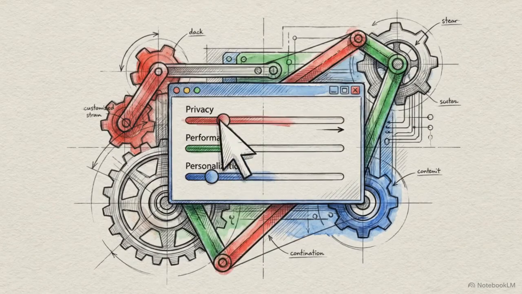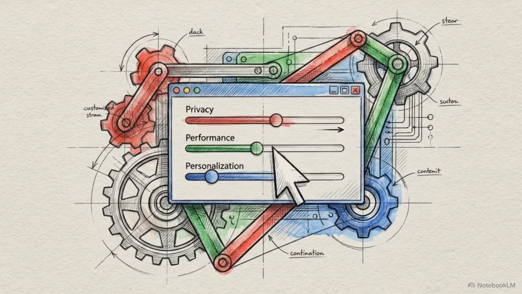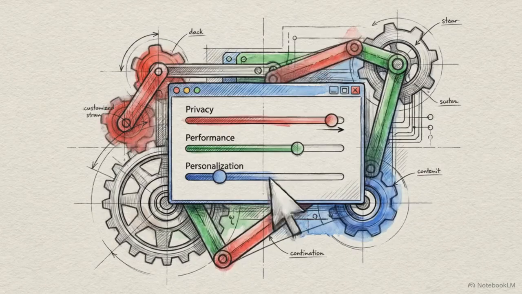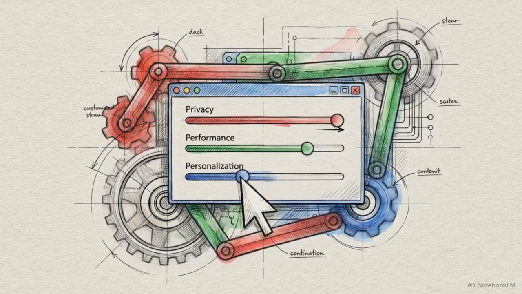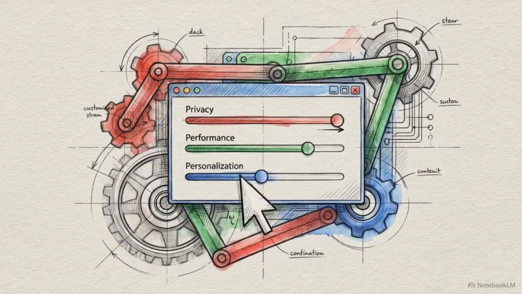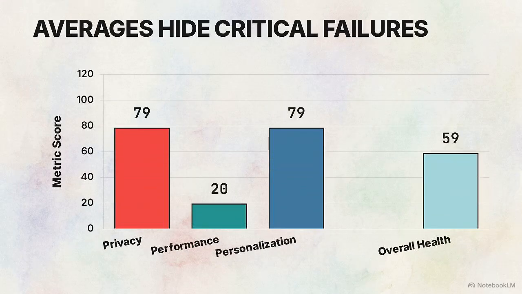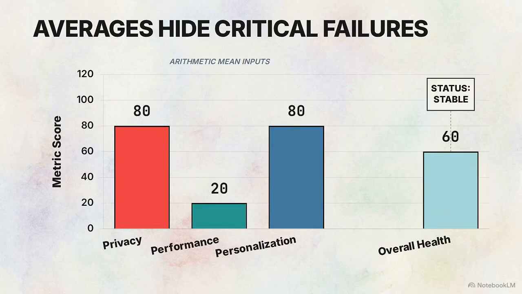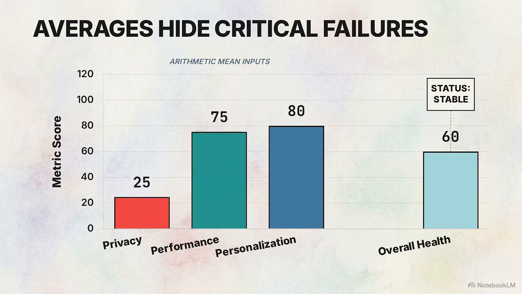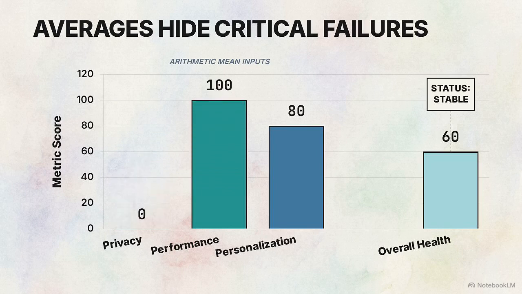Building modern interfaces requires a constant tension. Systems must continuously balance three competing forces: privacy, performance, and personalization. Traditional software architectures manage these trade-offs by flattening three distinct variables into a single arithmetic average, a top-line overall health score. If privacy protections crash to zero, but performance spikes, the average remains stable, completely hiding the localized failure.